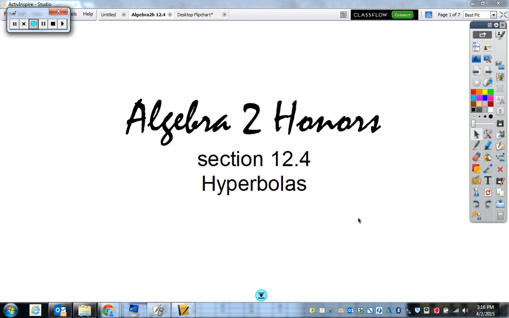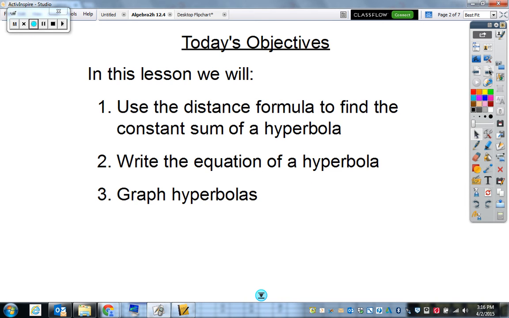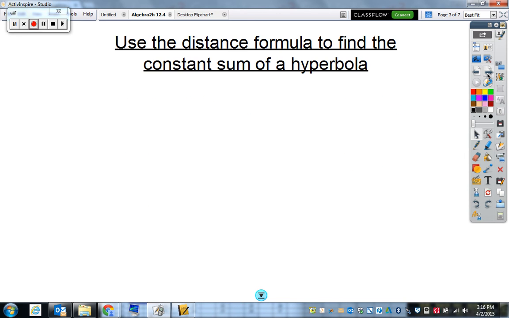Alright, so today we're doing hyperbolas, which is section 12.4. Today's objectives are to use the distance formula to find the constant sum, write the equation of a hyperbola, and to graph the hyperbola. You'll notice that these are almost the same objectives we had last time when we did ellipses. We're going to have a very similar lesson to our last lesson, where we did the ellipses. So hyperbolas and ellipses are going to work very similarly.